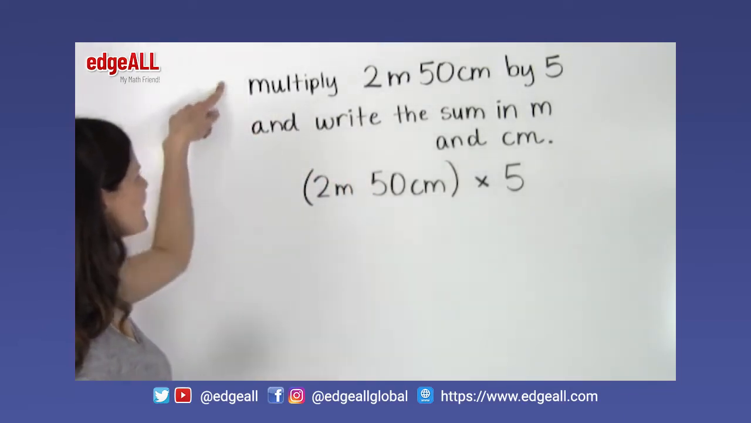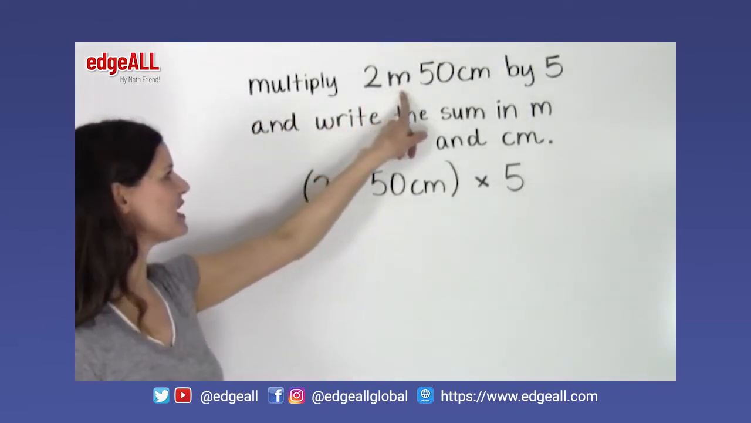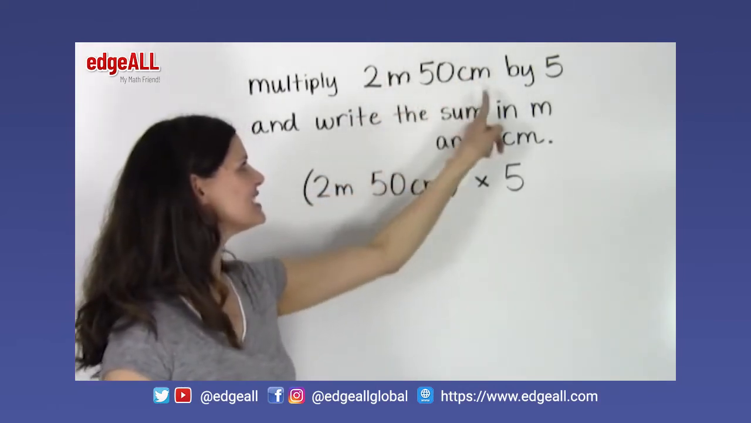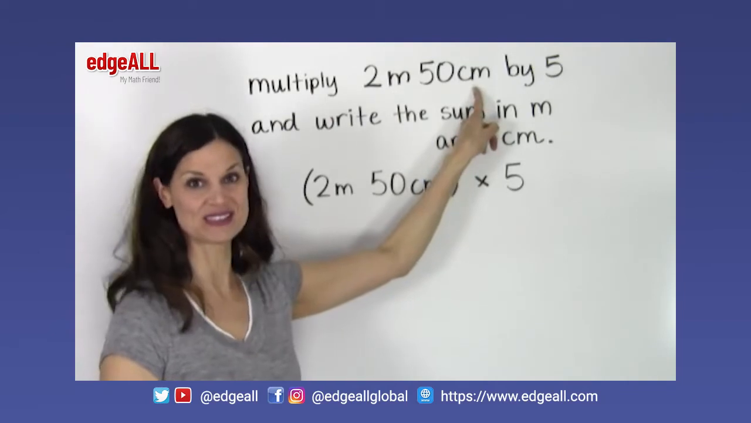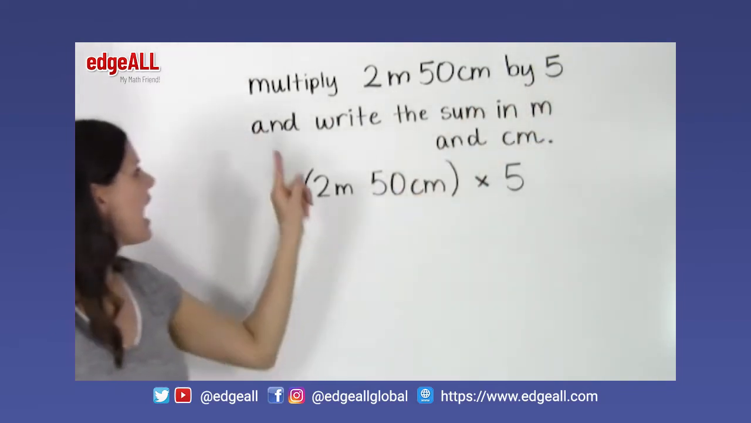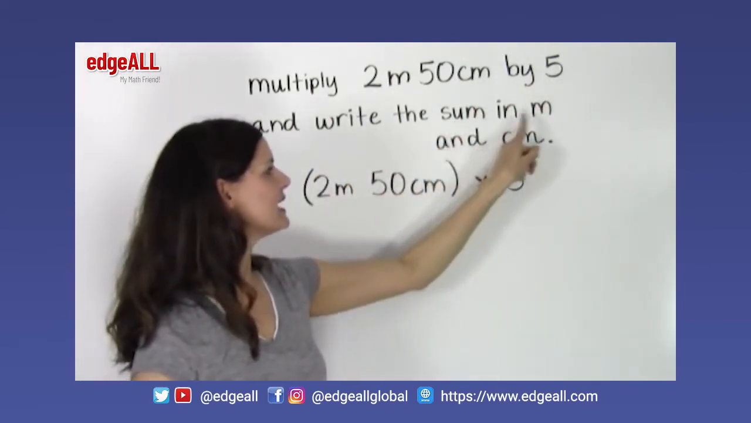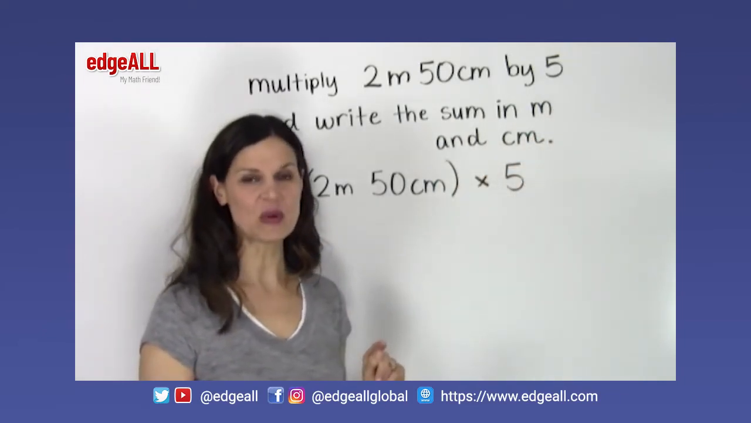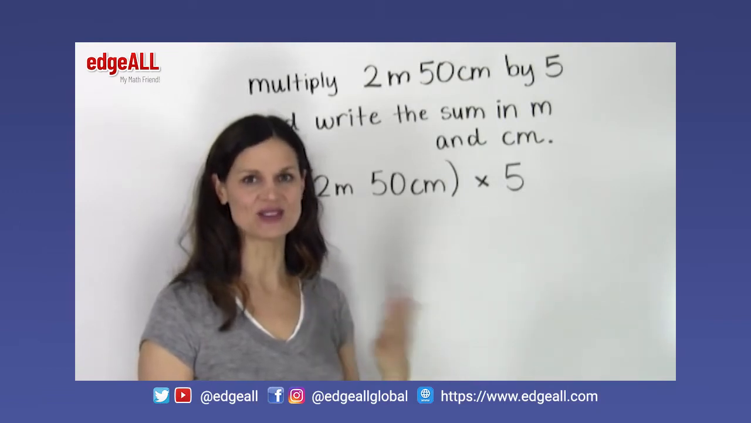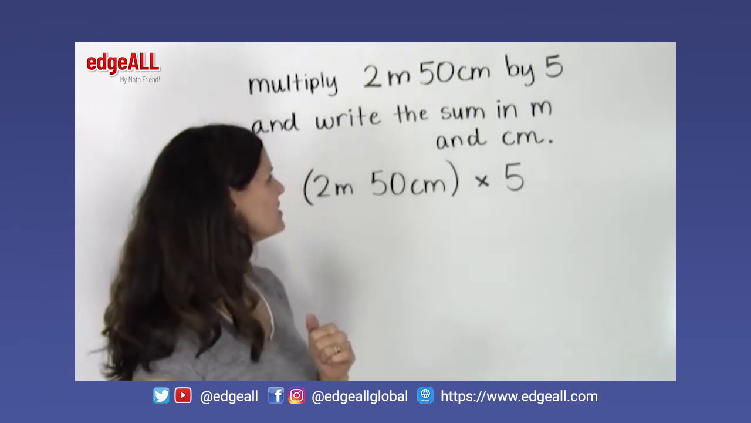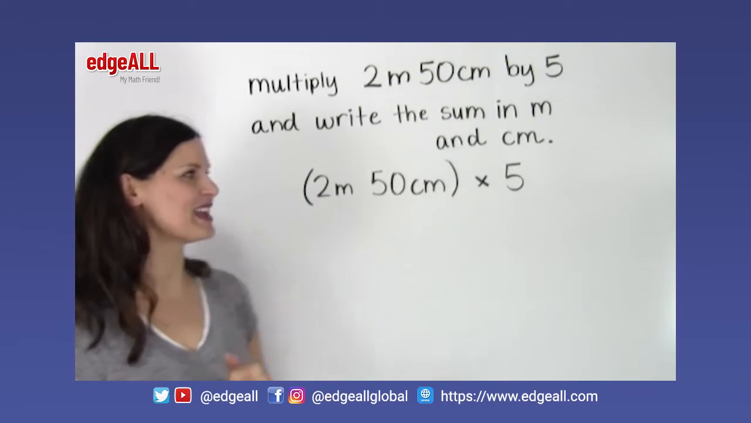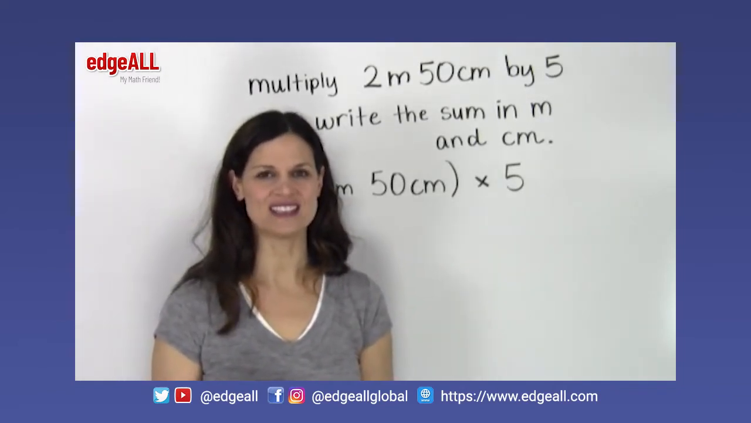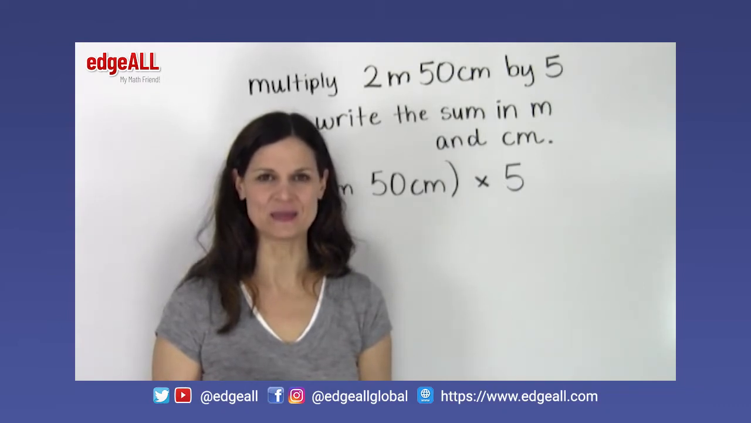So we are asked to multiply 2 meters 50 centimeters, so we've got a mix of units here, meters and centimeters, by 5, and write the sum in meters and centimeters. So we need to report our answer in meters and centimeters as well. If you remember the property of distribution, you'll remember how to do what we're going to do here in order to work out this problem.